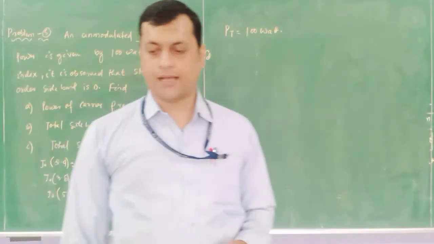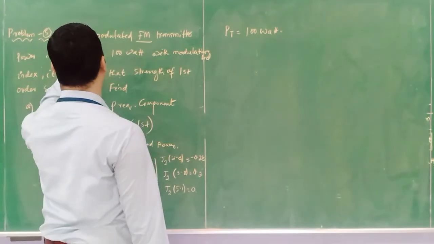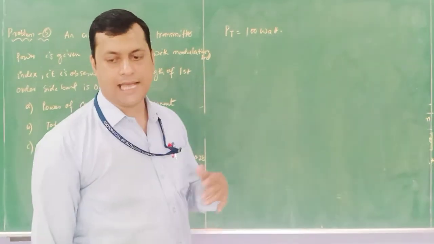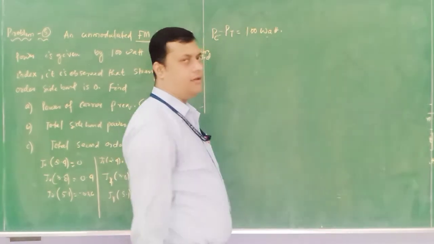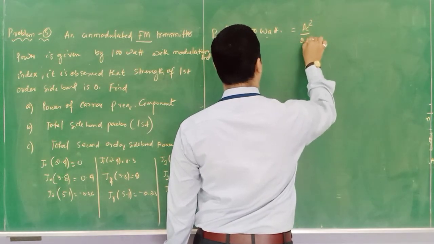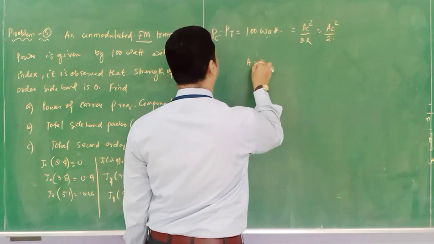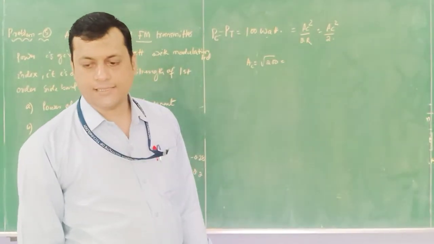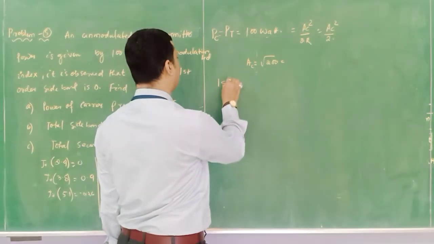Done. So this 100 watt depends upon the unmodulated carrier. As it is written, an unmodulated FM signal power is transmitted as 100 watt. Unmodulated means it is the carrier power. So here I will write Pc = 100 watt, which is equal to Ac square by 2R, or you can say Ac square by 2. So Ac is equal to root over 200.